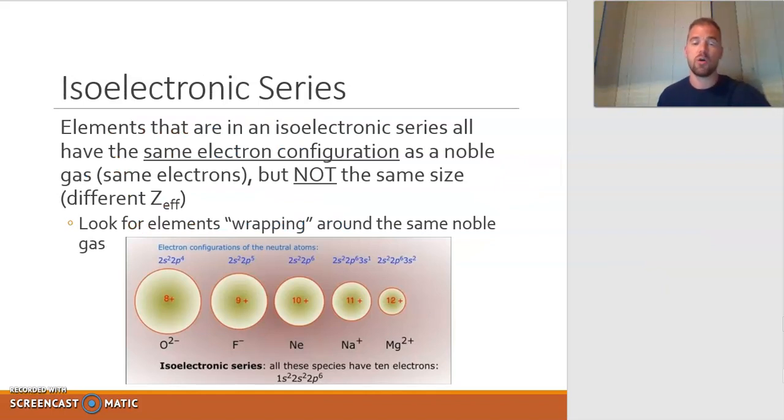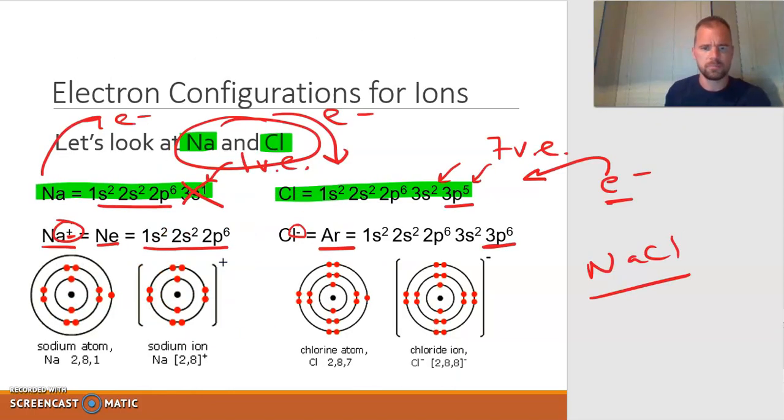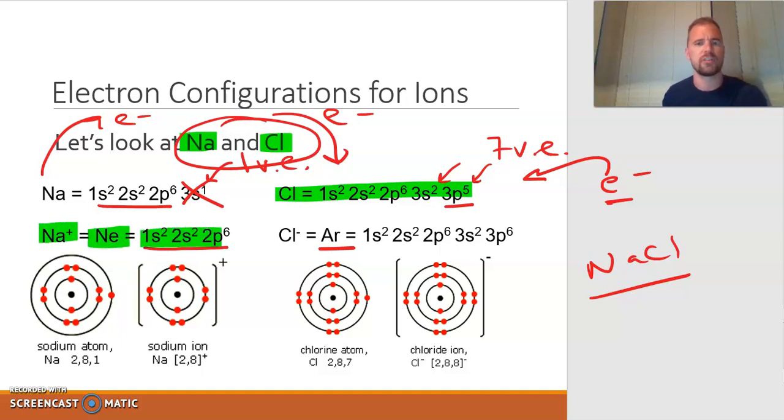All right, so this is a good time to bring up something called an isoelectronic series. It sounds really fancy, but what does that mean? We've been talking about this idea of elements wanting to become like noble gases, right? And so they gain or lose electrons to do that. Going back real quick, for example, and let me clear up some space here. What did the sodium ion and neon both have in common? The same electron configuration. In other words, the same number of electrons. But what is different between them? Their number of protons and neutrons inside the nucleus, right? So keep that in mind.